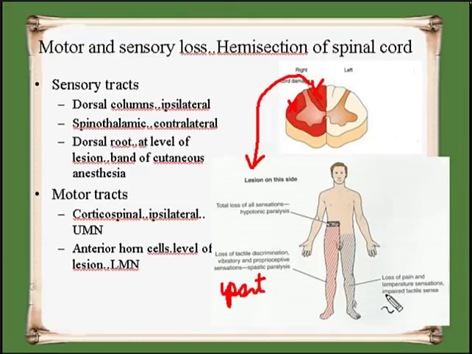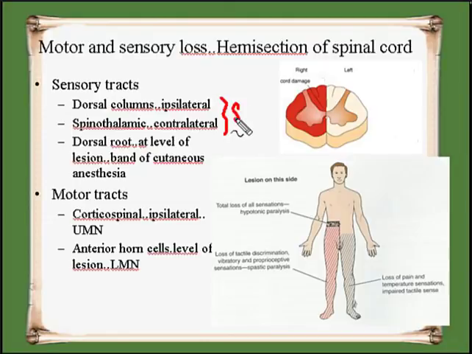And why do you have that? Because the spinothalamic tract is affected. So that's the reason why you might get a little confused on this. So when you talk of ipsilateral and contralateral, you're talking of the neurological deficit or the signs which you see as compared to the side of lesion.